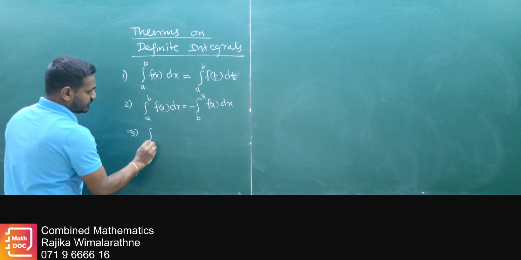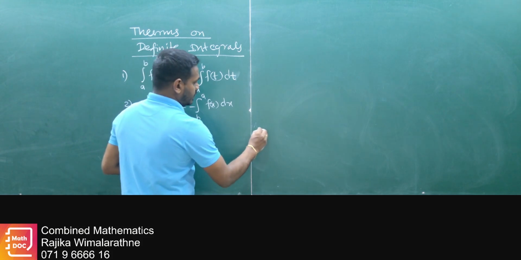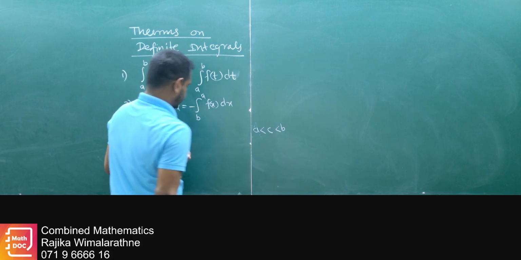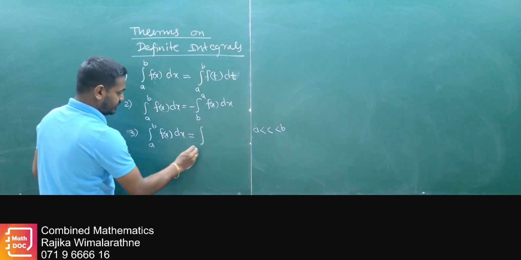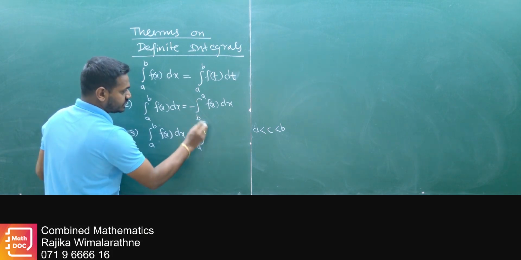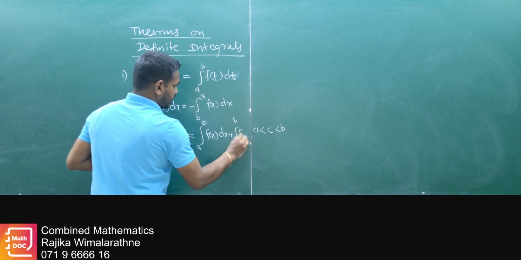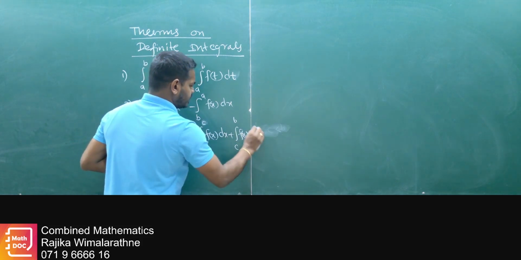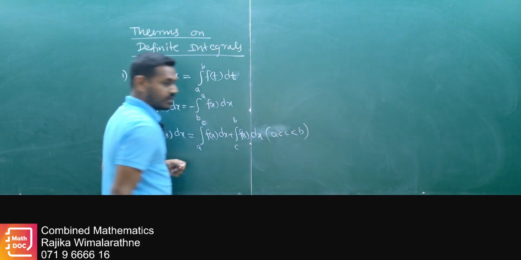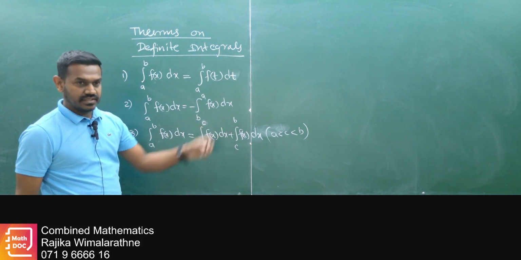Third, a to b f(x) dx. Now consider there's a c value in between a and b. Then you consider a continuous function. You integrate a to b, then you cut it into a to c, f(x), and c to b, f(x), likewise dx. The integration of a to b f(x) dx, you can do a to c, then c to b. Can split it.